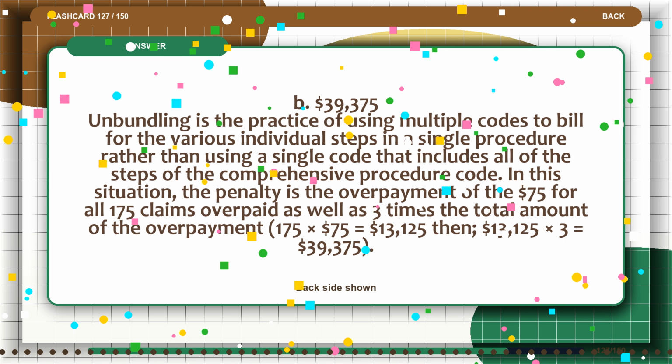175 times $75 equals $13,125. Then $13,125 times 3 equals $39,375.